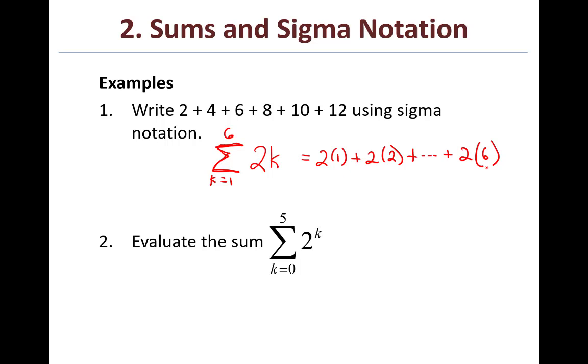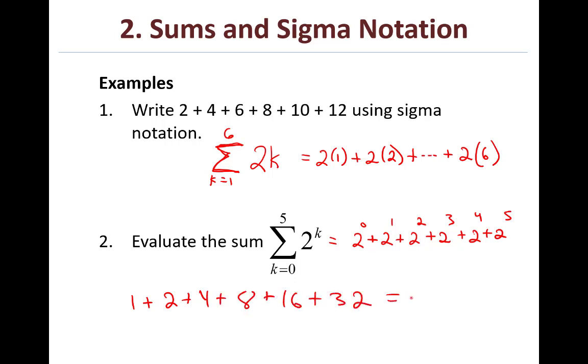What about going the other way around? Here is a sum that's given to us in sigma notation. How do I turn it into an actual number? Well, I can start by starting with k equals 0. It doesn't really matter what the k value starts with. It often starts with 0 or 1. So this is the same thing as 2 to the 0 plus 2 to the 1 plus 2 squared plus 2 cubed plus 2 to the 4th plus 2 to the 5th. And so that looks like 1 plus 2 plus 4 plus 8 plus 16 plus 32. And that ends up being 63.